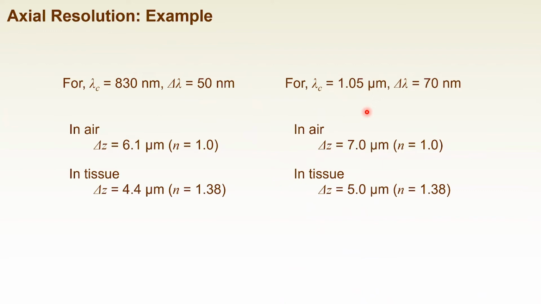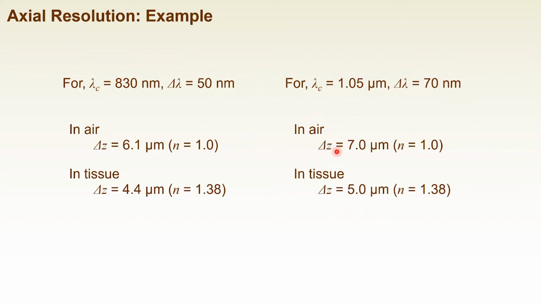Okay, then let's think about a slightly longer wavelength, for example, 1.05 micron swept source OCT. And one of the typical bandwidths of the 1.05 swept source is around 70 nanometers. It becomes better and better, but as an example, let's assume 70 nanometers. Okay, and be aware that the bandwidth of this one is better than 830. Okay, here it's 50 and it's 70, almost 50% or 40% better than 830.